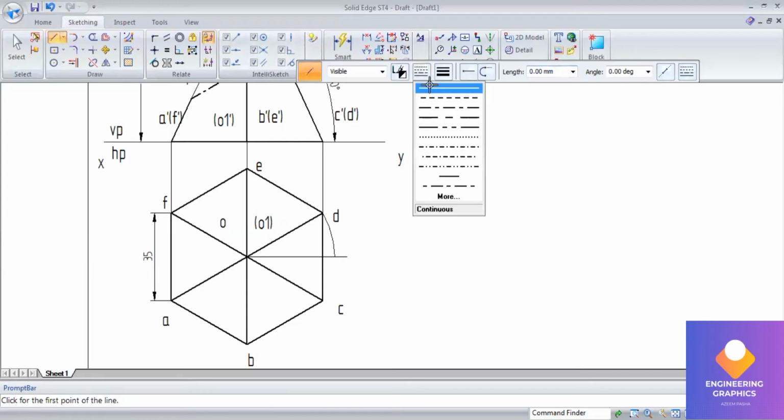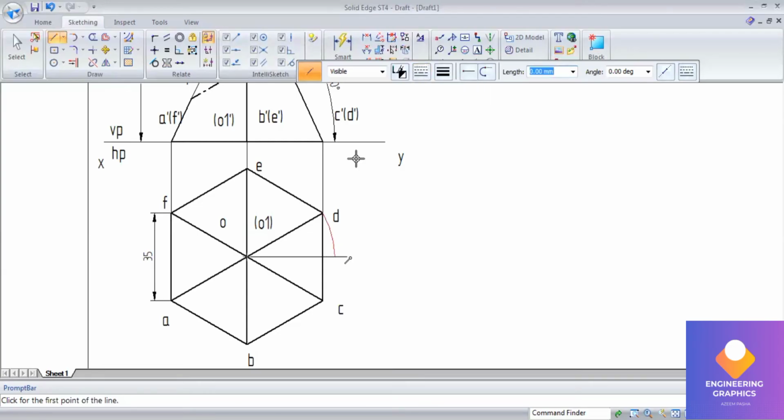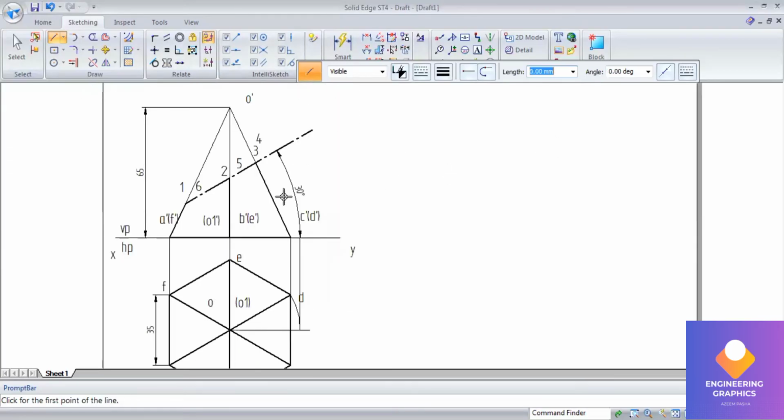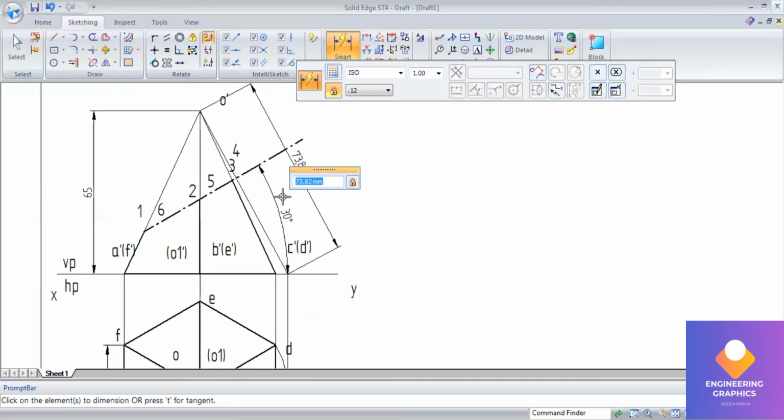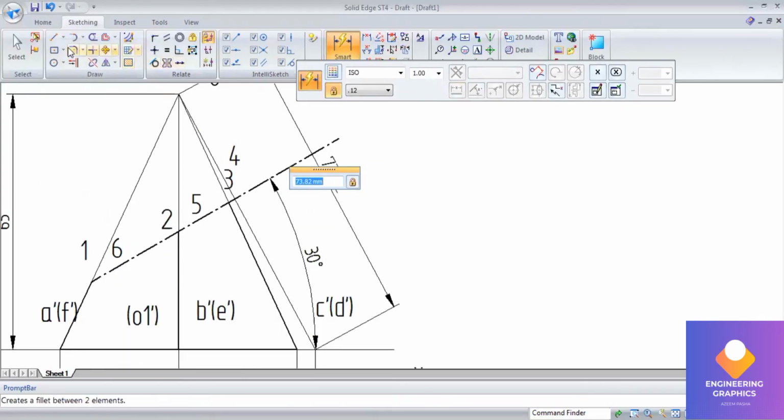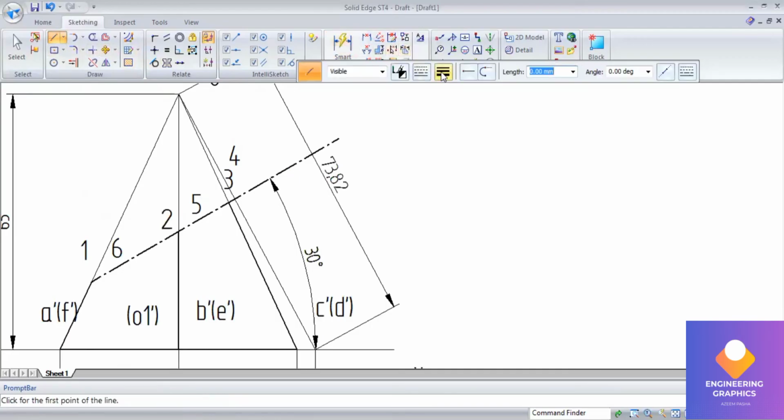Now from this end I am going to project the projection line till the XY. Okay, this is the true length here. Because in this problem none of the slant edges are parallel to XY, that's why we have to do like this. So measure the true length here. Now project these section plane points 1, 2, 3, 4 on this true length.